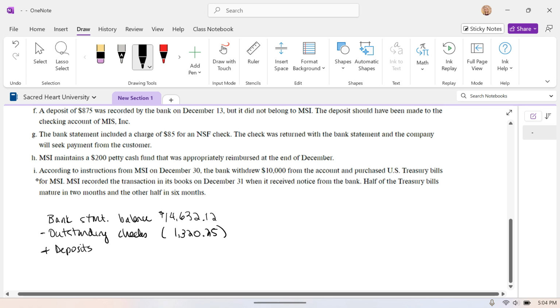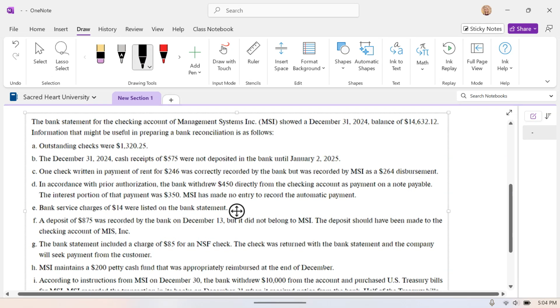So this is deposits not yet deposited. Maybe we should use another name for that. Maybe I should say cash not yet deposited. $575. Let's add that. That'll hit soon.